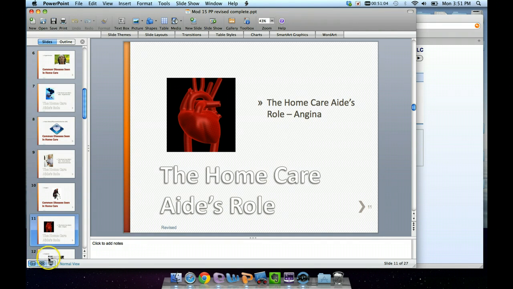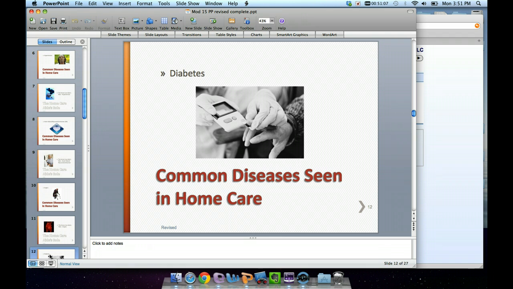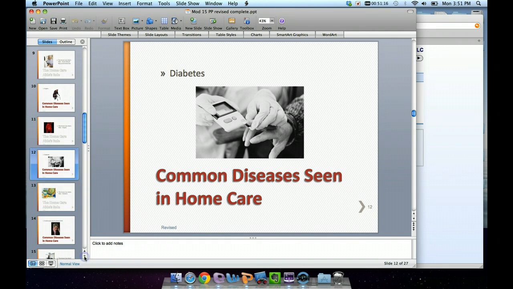So let's talk about diabetes, which is another common disease that we see in home care. It results when the pancreas does not produce enough insulin to break down carbohydrates. You all probably know somebody that has diabetes. This results in a decrease of starches and carbohydrates being used for energy, and being absorbed by the cells. Sugar remains in the bloodstream and is then excreted in the urine.